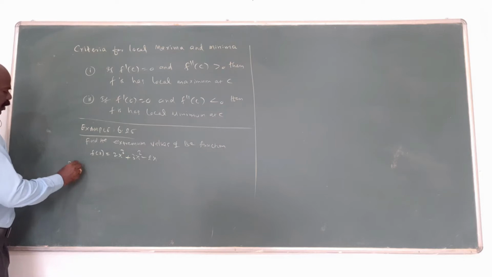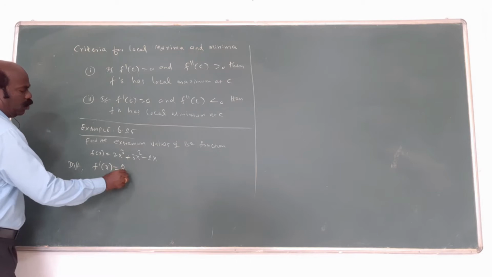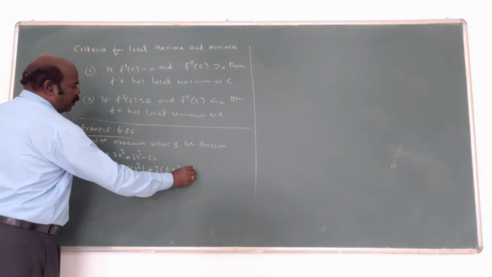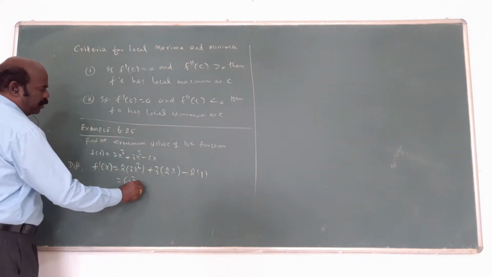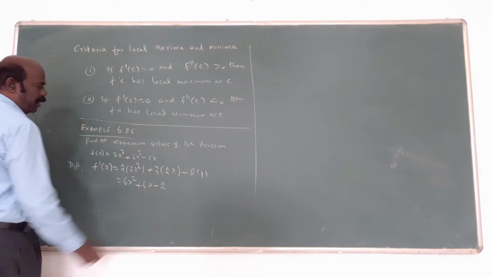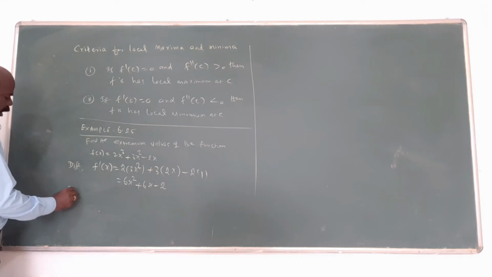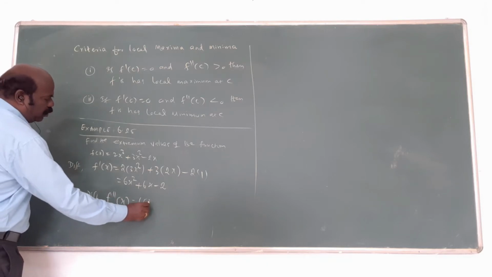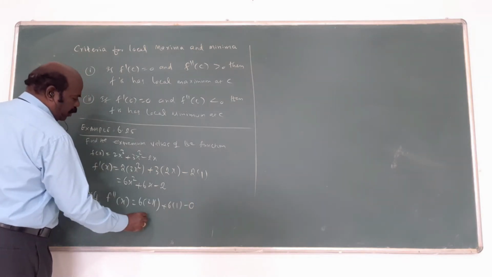First derivative, differentiate one time. f'(x) equal to 2 into 3x square plus 3 into 2x minus 2 into 4. Now 6x square plus 6x minus 2. Okay. Now again differentiate. Double derivative f''(x) equal to 6 into x plus 6 into 1 minus 0. So 12x plus 6.